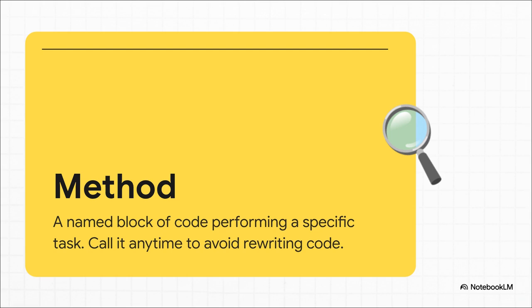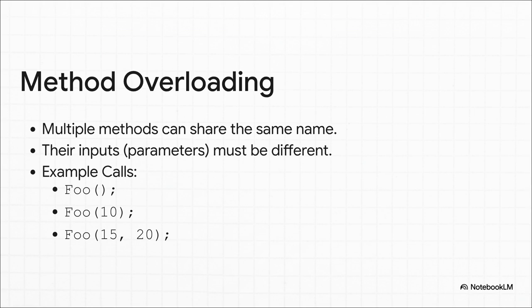No more copy pasting. And C# has this really clever feature called method overloading. Get this. It lets you create multiple methods that all have the exact same name as long as they accept different kinds of inputs or parameters. So here, for example, we've got 3 totally different methods, but they're all named foo. One takes nothing, one takes a single number, and the third takes 2 numbers.